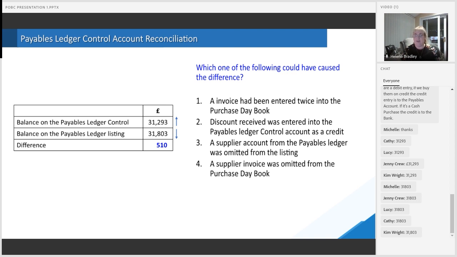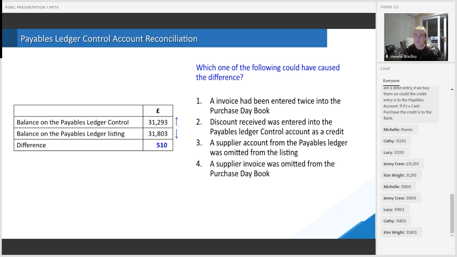That would reduce the payables ledger control account, and we don't want that. So it can't be option number 2. Number 3 states that a supplier account from the payables ledger was missed from the listing. Well, if that's the case, when we put the account in, it would increase the payables ledger listing, and we don't want that. That will make the difference worse. It will make it bigger.